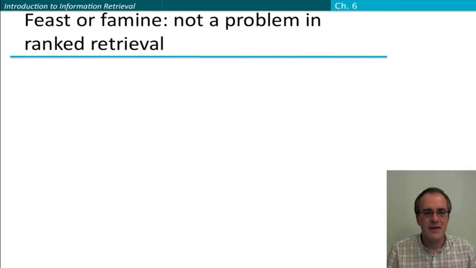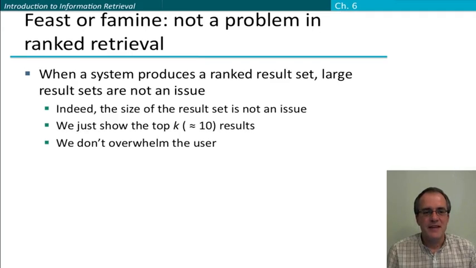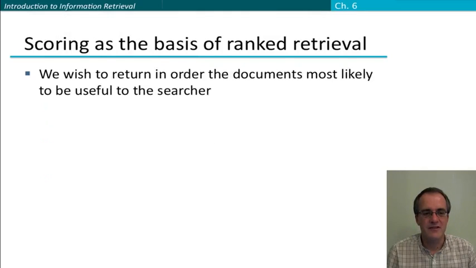The feast or famine problem doesn't exist in ranked retrieval. When a system produces a large result set, users don't really notice. Indeed, the size of the result set basically isn't an issue, because normally the system will start off by just showing the user the top few results, and so not overwhelm the user, and so the total number of results is not something they probably would know or notice. This all depends on having a ranking algorithm that works well though, so that the top results are good results.